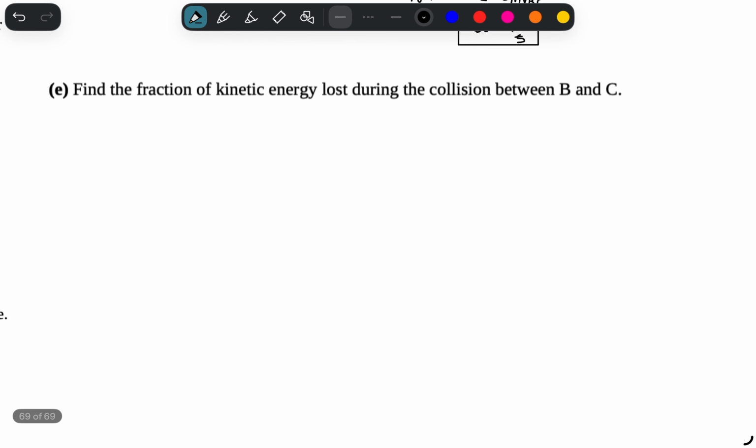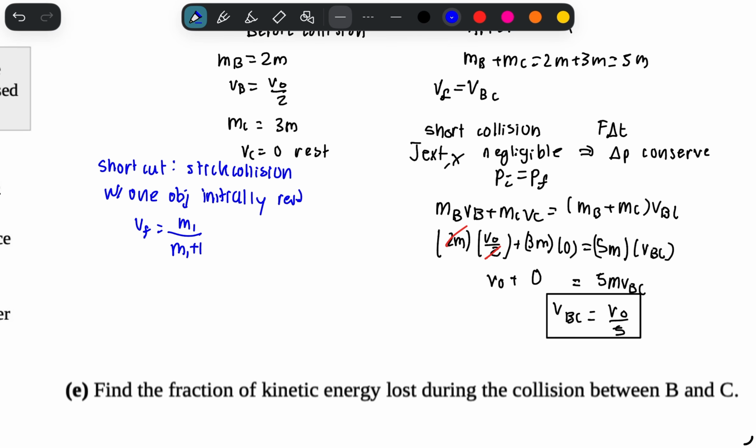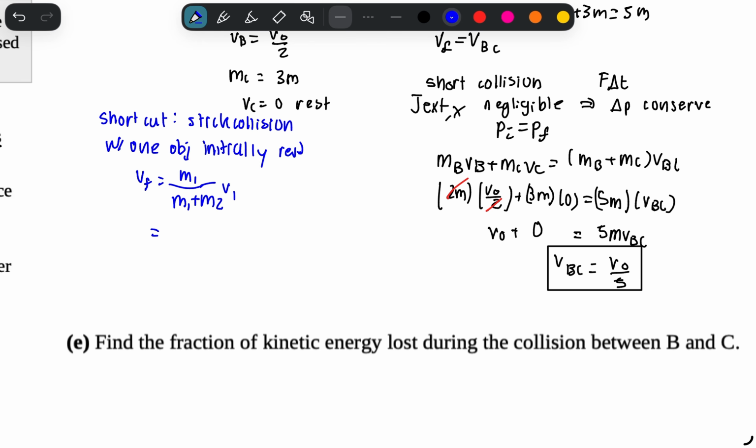Now we can also use a shortcut for this, by the way. The shortcut is that if you have a stick collision with one object initially at rest, you have Vf is equal to m1 over m1 plus m2 times v1. Then you just substitute in like we did here. We had 2m over 5m as our combined mass, and then we have v initial over 2. So then we just have 2 over 2. You just get v initial over 5 is equal to your final.